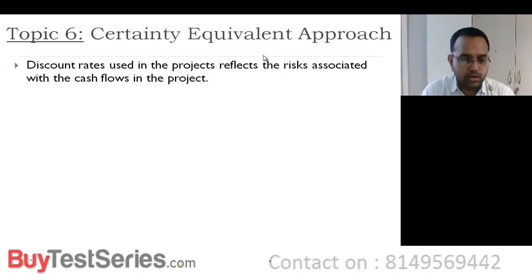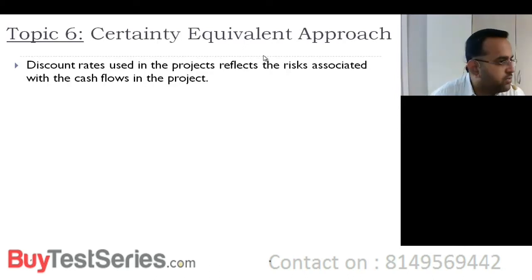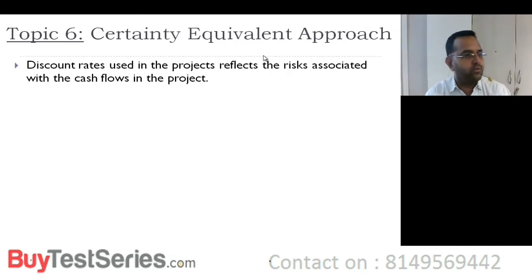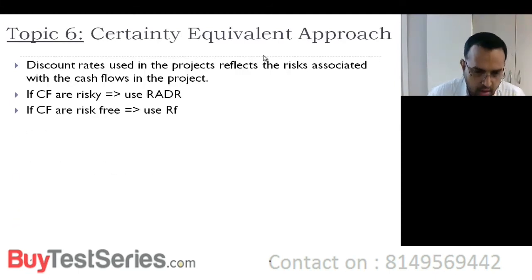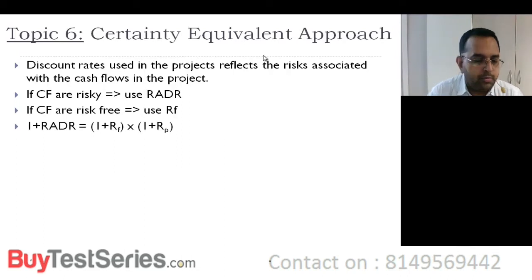Discount rates used in the projects reflect the risk associated with the cash flows in the project. If cash flows are risky, use RADR. If cash flows are risk-free, use RF. 1 plus RADR equals 1 plus RF into 1 plus RP.